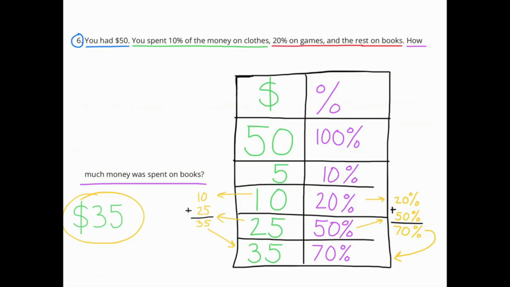And 50% of 50 is 25, and 20% of 50 is 10. So 25 plus 10 is 35. So 70% of $50 is $35. You spent $35 on books.